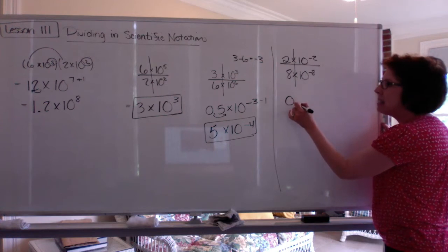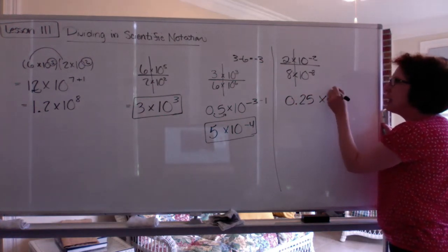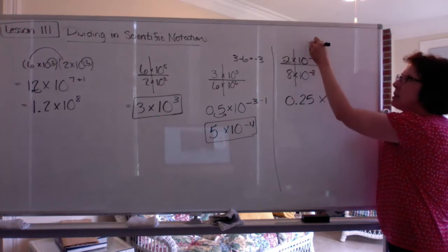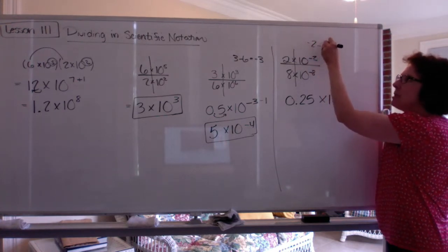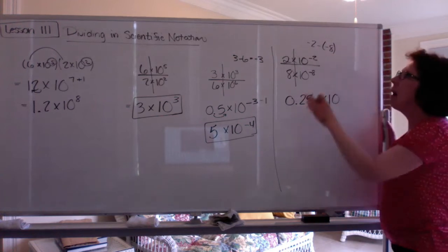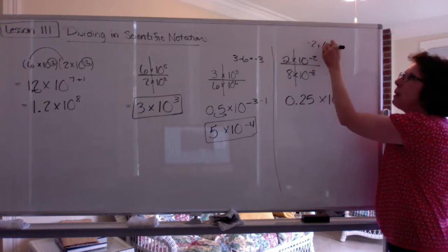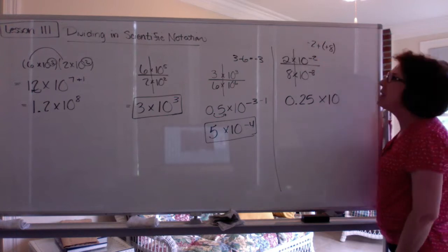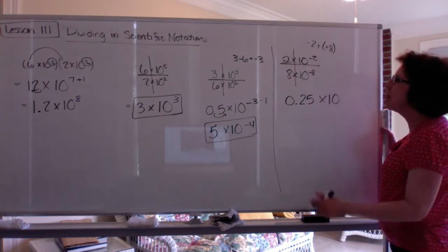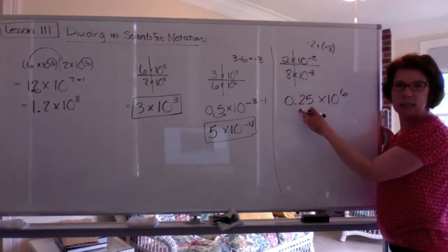You know what that is. It's 0.25 times 10. Now let's be careful here. It starts at the top at -2, and I'm subtracting a -8. All right, subtracting a negative means adding its opposite. So we get a plus plus here. What is a -2 plus a +8? A +6.